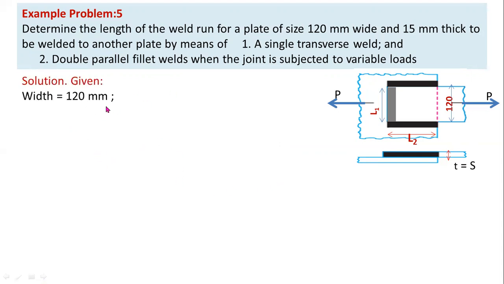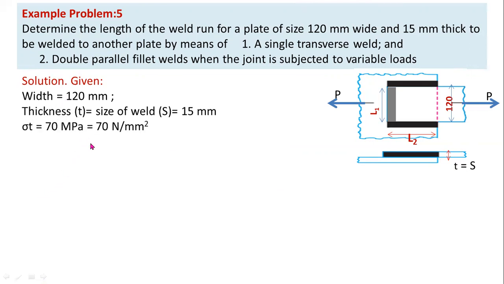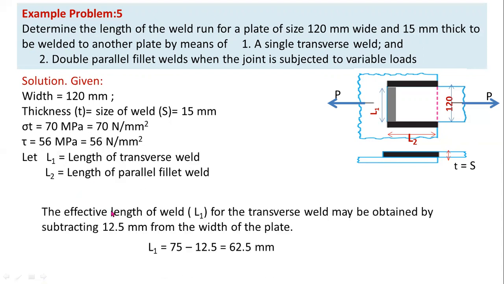So here the width of the plate is 120 mm. Width is not required here. Now thickness of the plate T equal to 15 mm, the value equal to size of the weld, and sigma t is the tensile stress, 70 megapascal, tau equal to 56. Now L1 is the length of the transverse fillet weld. This vertical weld is called transverse fillet weld.